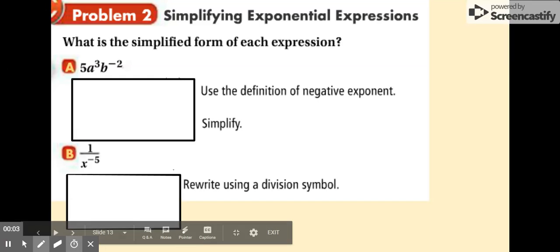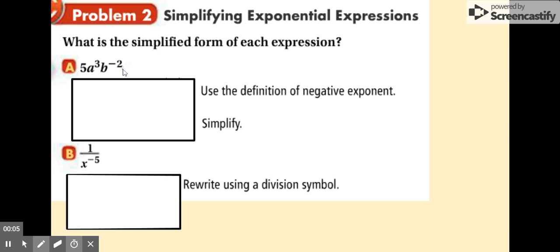So now we're going to find the simplest form of each expression. So this is the direction. We're going to use the definition of negative exponents, and then we're going to simplify.